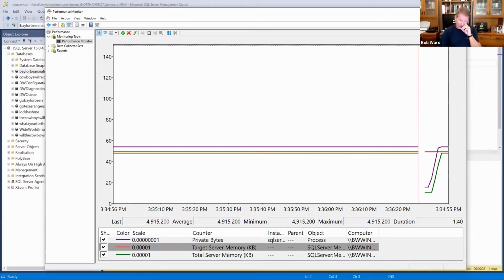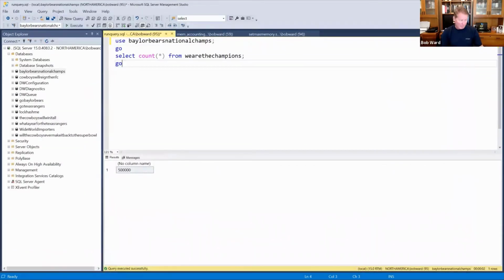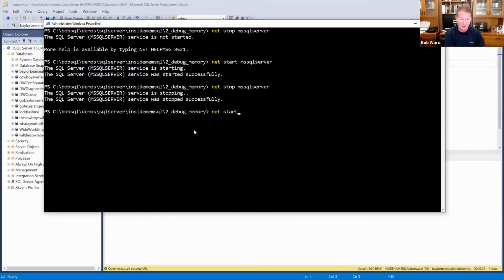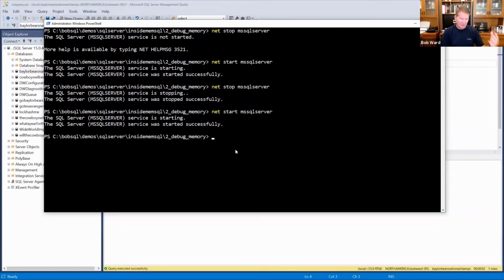Okay, so that is an example. Let's flip our demo a little bit and do some debugging. What do I mean by that? I'm going to restart SQL Server here. I'm going to stop it, and I'm going to show you the differences in what some of the debugging options look like. So let's go start SQL Server. I'm just starting up the process itself.